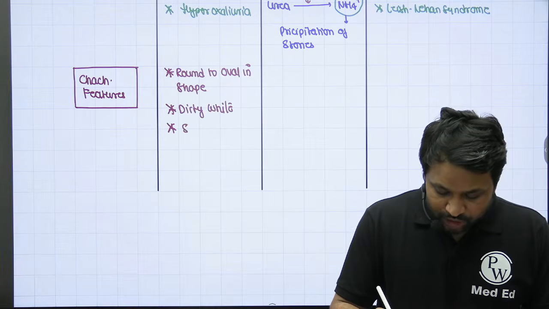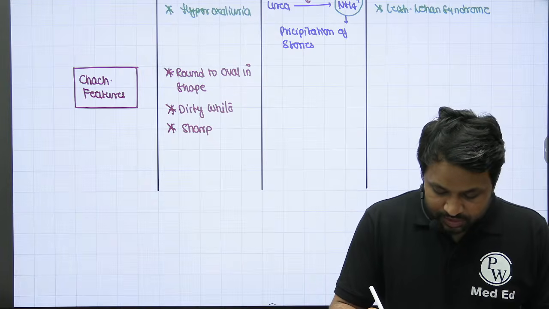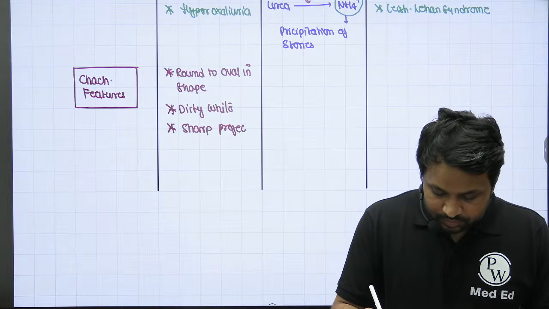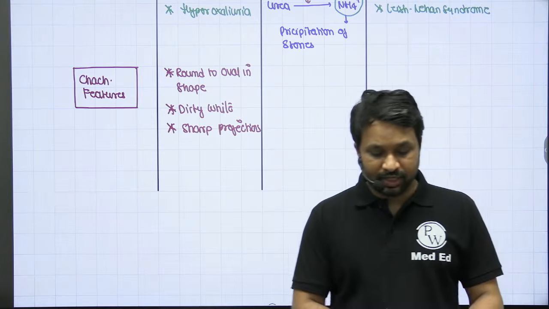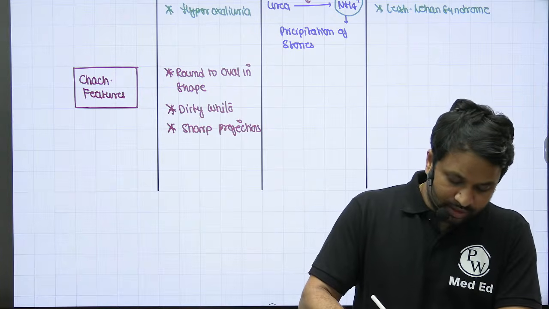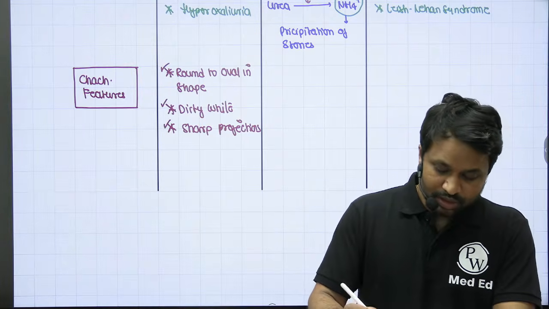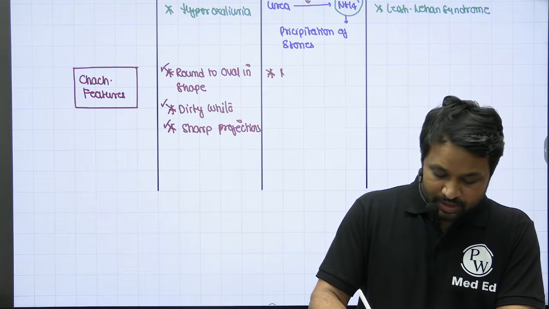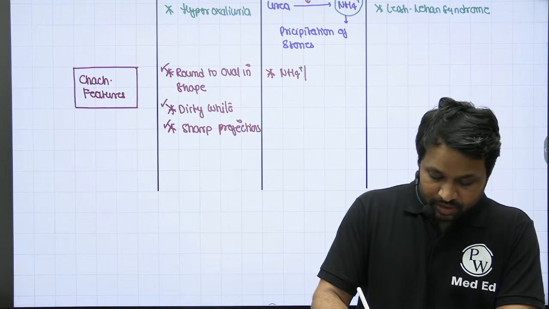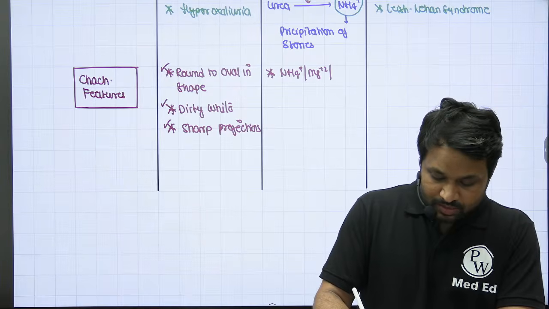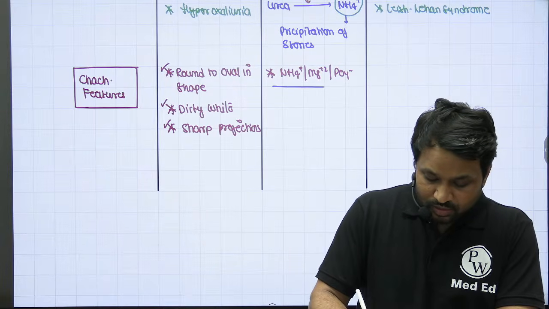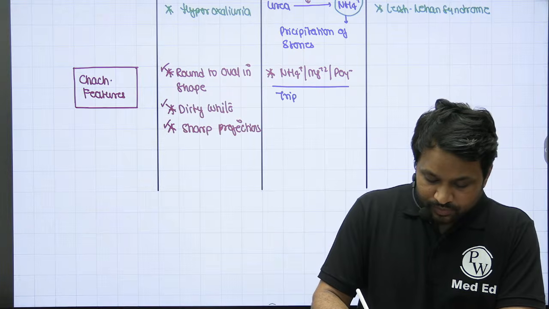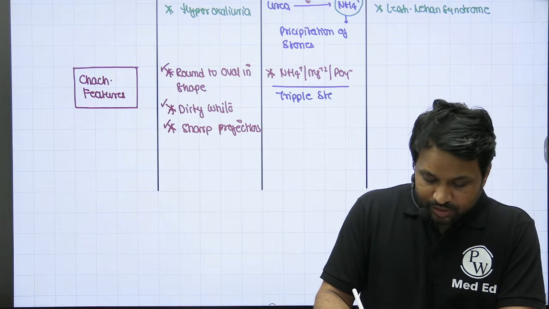And they have sharp projections over their surface. So round to oval in shape, dirty white in color, and sharp projections. Now here it will be presented with ammonium salt. It will have magnesium salt as well as the phosphate salt. Because of the three different salts, it is also called the triple stone.